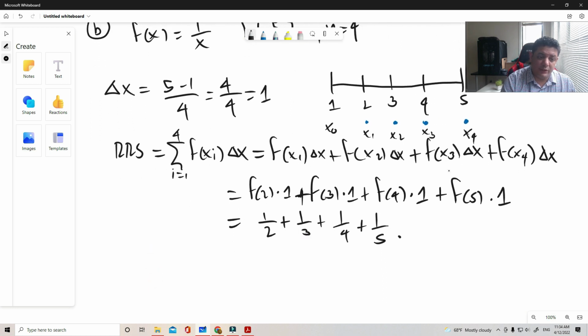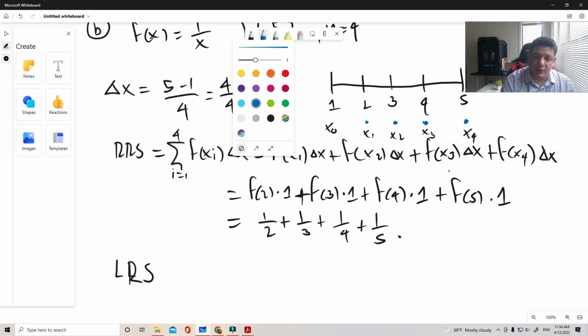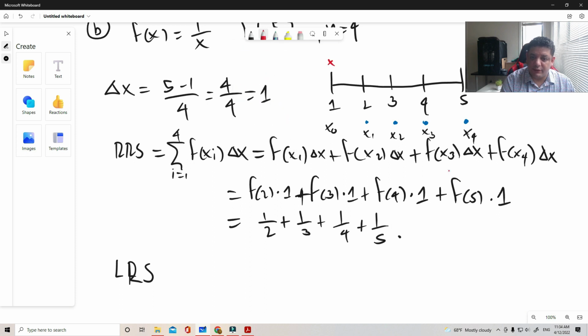A similar situation will be if we consider the left Riemann sum. But now for the left Riemann sum, we need to change the values. Now we start from 1, 2, 3, and 4. These are the values that we're going to use. So we're going to go from x0, x1, x2, and x3. Those are the values that we're going to consider. And so in terms of notation, that will be the sum from 0 to 3 of f of xi delta x.